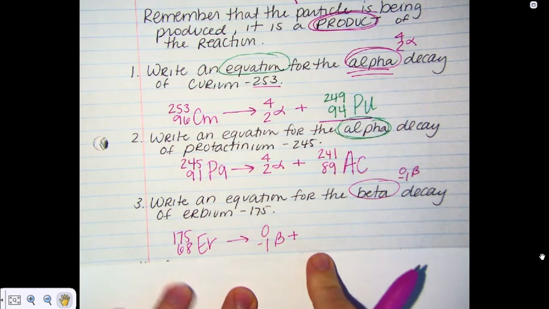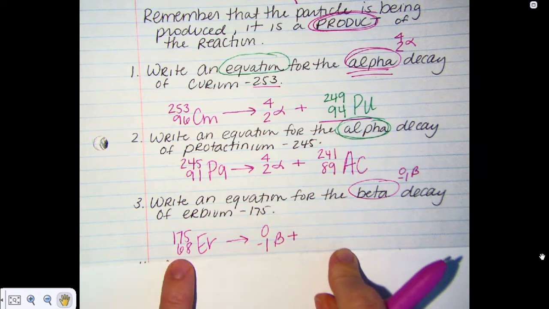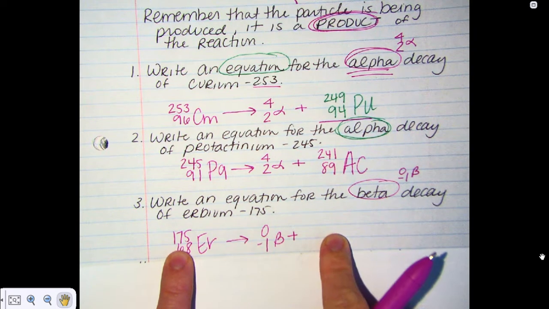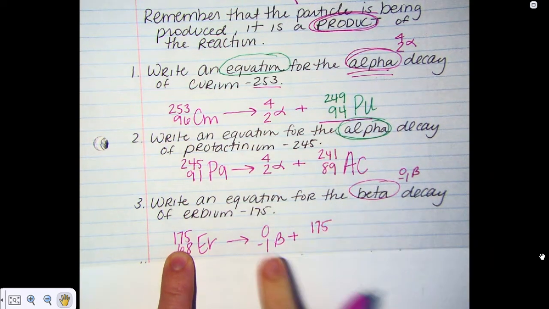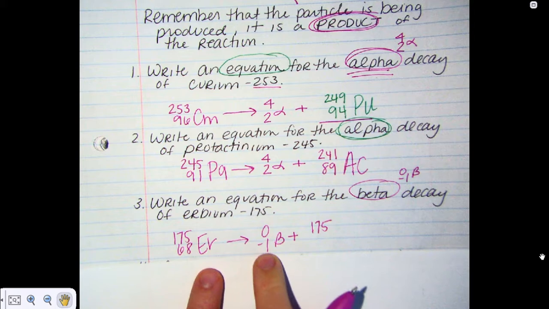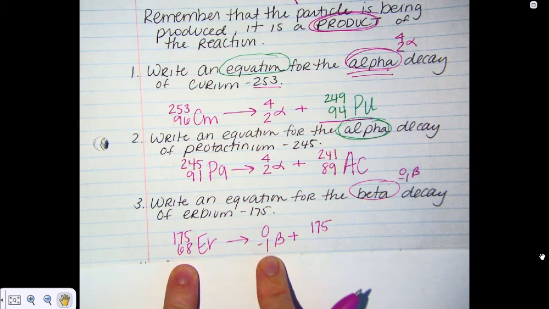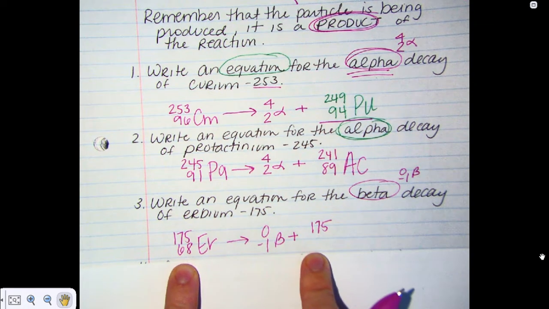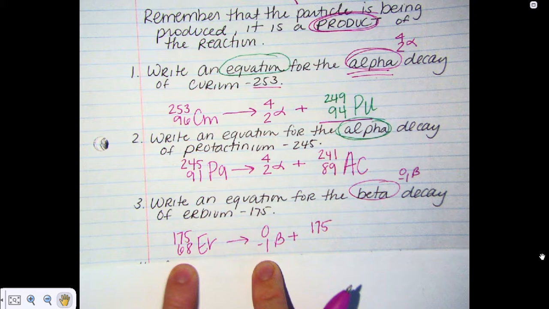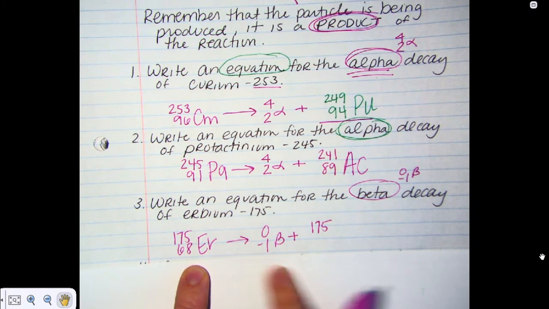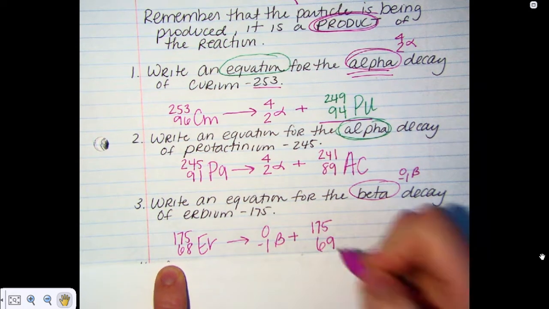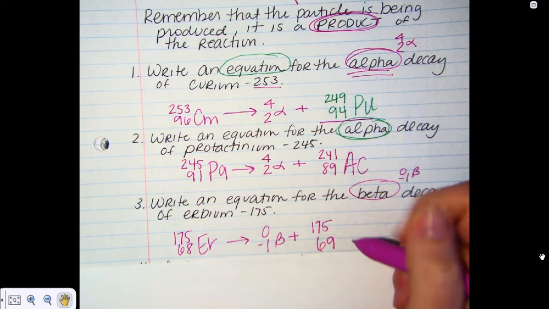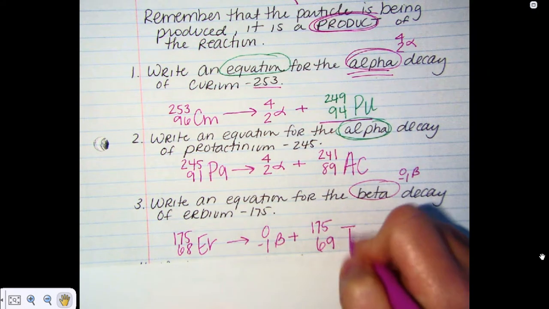Plus. Now we've got to figure out what goes in the missing spot. Well, top's easy, right? 175 and 0. What do I have to add to 0 to get 175? Still 175. Bottom's where you've got to watch. This is negative, right? So what do I have to add to -1 to get 68? Can't be 67. 67 and -1 is going to give me 66. So I've got to go up 1. 69 and -1 would give me 68. What element has 69 protons? Thulium, Tm.